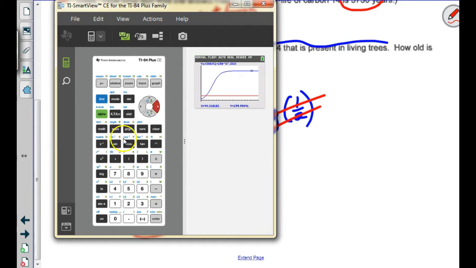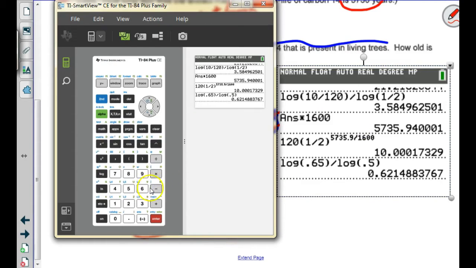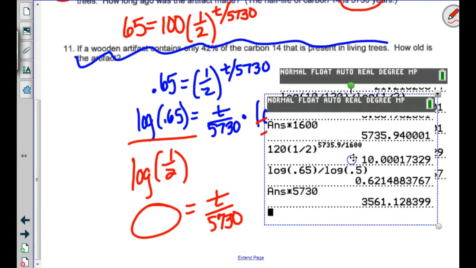Okay. So the log of 0.65, oh, I'm not on my home screen, divided by, oops, got to close that parenthesis or that'll mess you up, divided by the log of 1/2, I'm going to type 0.5. And then that decimal gets multiplied by 5730. If you can type. And we get, it'll be about 3561.1 years.